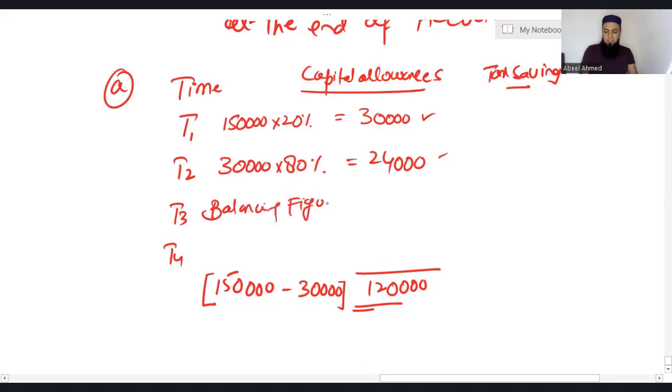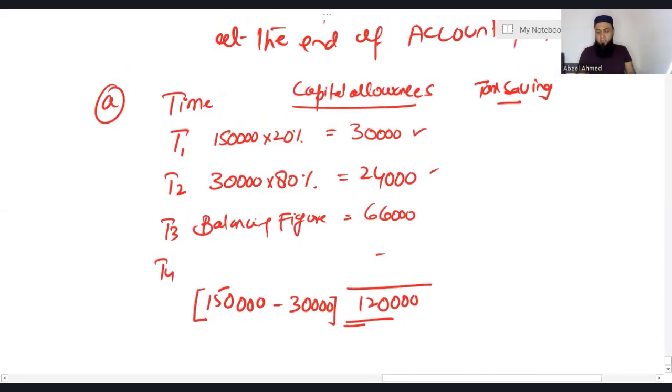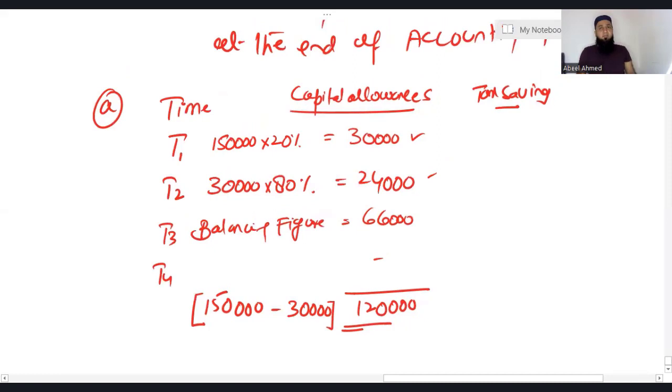Slowly and gradually, just after maybe two or three more lectures, we will be solving our questions, inshallah, on Excel. Don't worry at all. So 1,20,000 minus 30,000 minus 24,000. The balancing figure which I'm getting is 66,000. Since tax is paid with a delay of 1 year, the tax saving will arise from the second year.